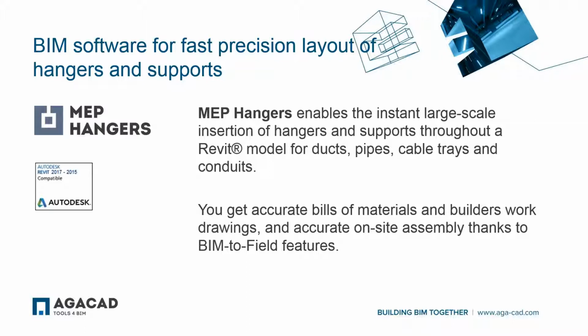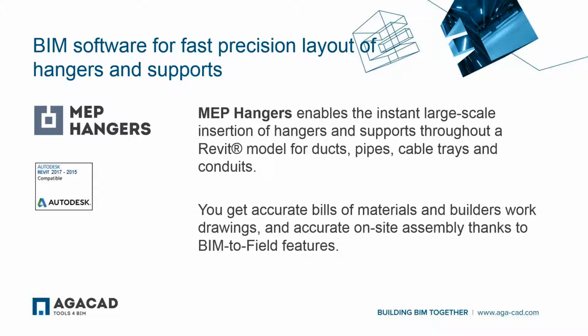So today we're going to speak about MEP Hangers. We just created a new solution based on another of our tools called Smart Details. Smart Details was capable of placing details on precast concrete elements, wood frames, and metal frames, like in joints, etc. We adapted that for MEP hanging, and we can insert a large scale of hangers and supports through the Revit model for ducts, pipes, cable trays, and conduits.